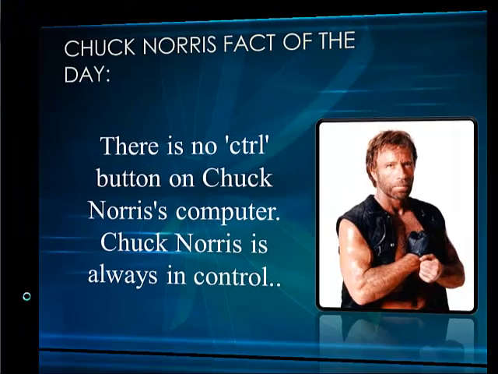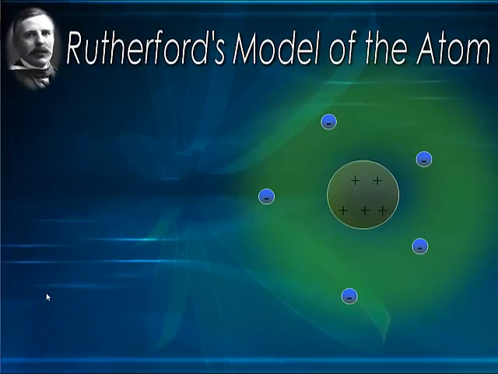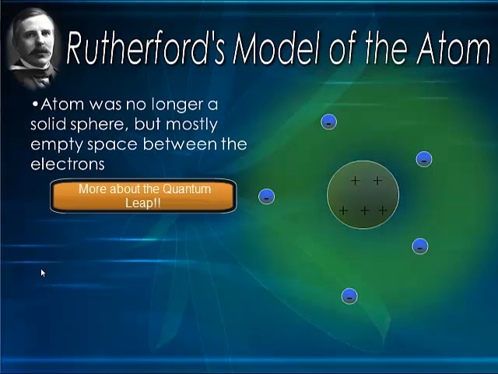Alright, so moving on, talking about our next model, the Rutherford model. If we take a look over here on the right-hand side, we have a difference between what we had before and what we have now, because Rutherford was going against what Dalton and Thomson said, and he said that the atom was no longer a solid sphere. It was mostly empty space between the electrons.